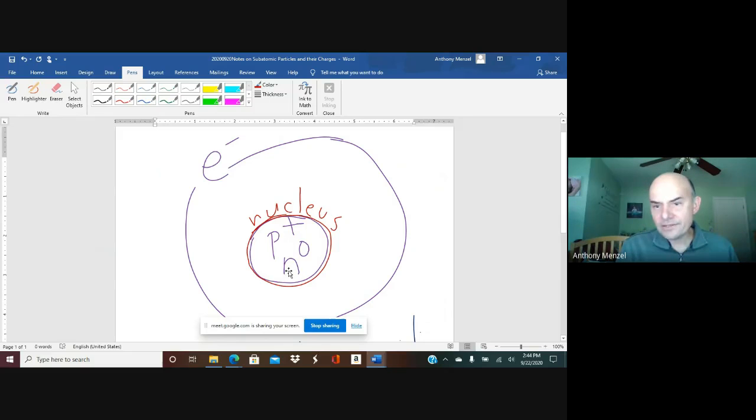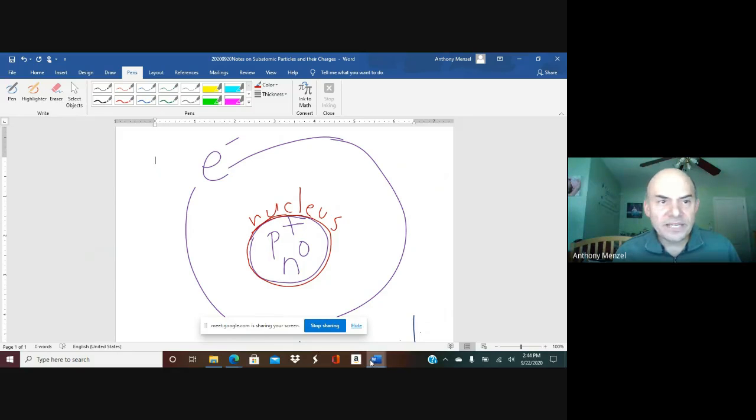A given element can have atoms with different numbers of neutrons. So neutrons are also not a good choice for defining an element, because you could have different numbers of neutrons for the same element. Protons, on the other hand, there's always the same number of protons for the atoms of an element. So we define that an element is defined by its number of protons.